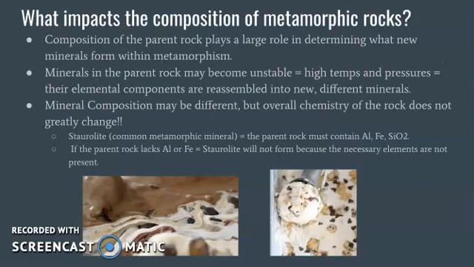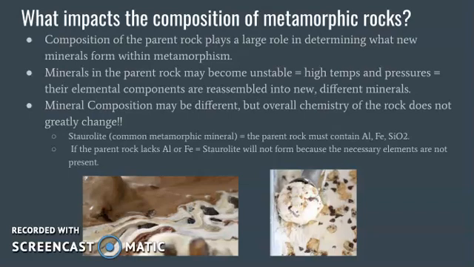But what impacts the composition of the metamorphic rocks? Composition of the parent rock plays a large role in determining what new minerals will form within the metamorphism process. Minerals in the parent rock may become unstable due to high temperatures and pressures, and therefore their elemental components are reassembled into new or different minerals. Although it is important to know that the mineral composition may be different, the overall chemistry of the rock does not greatly change. An example of this is staurolite.